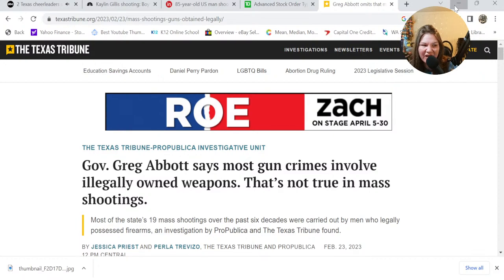And while most gun owners cite safety and protection as their reason for owning a firearm, research shows that having a gun doesn't keep you safer.